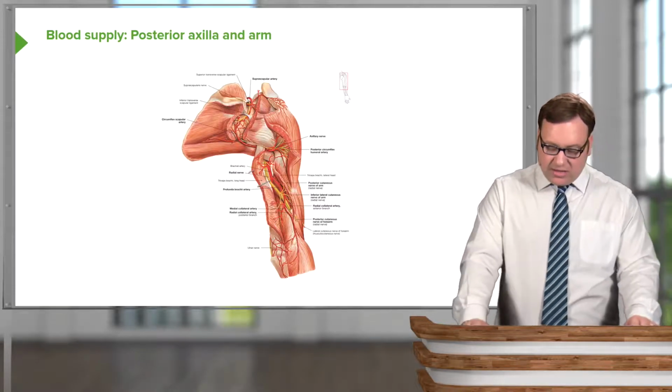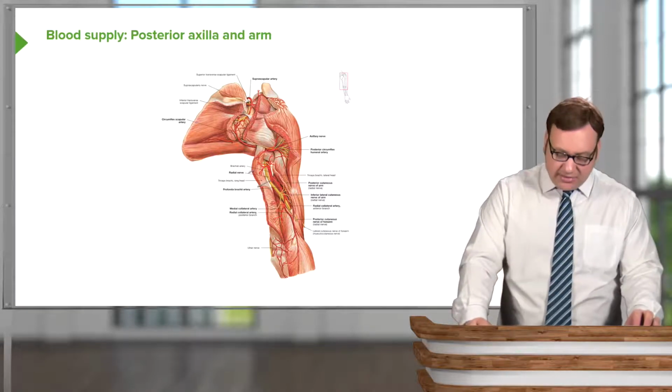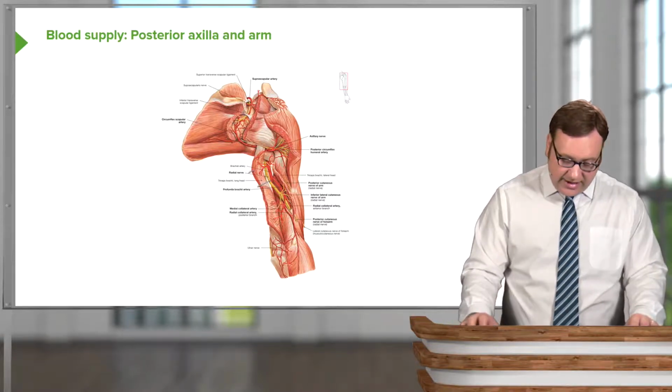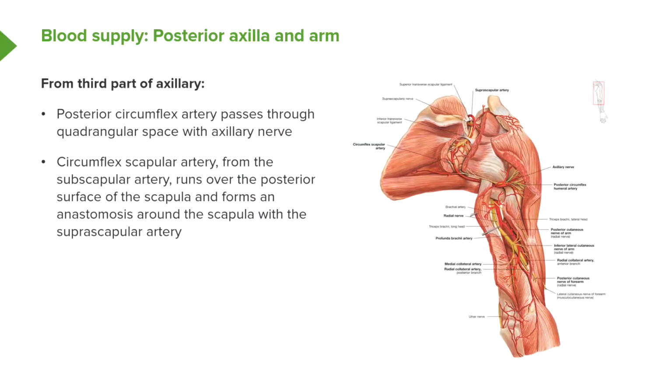So now let's look at the posterior aspect of the arm and also the axilla and some of these scapular branches that I've been talking about. And here in the diagram, we can see the posterior aspect of the upper limb, its shoulder region and the humerus in the arm region here on the right upper limb. So we can see that the blood supply to this region is going to be from the third part of the axillary artery. We have the posterior circumflex artery.